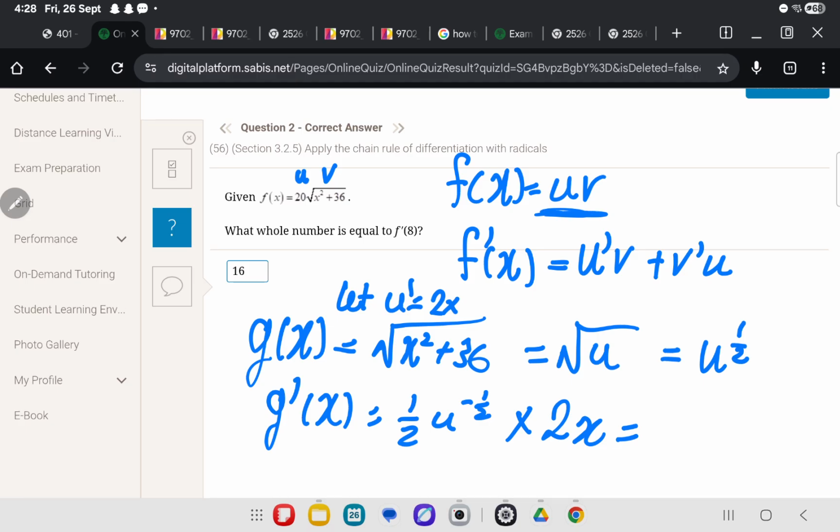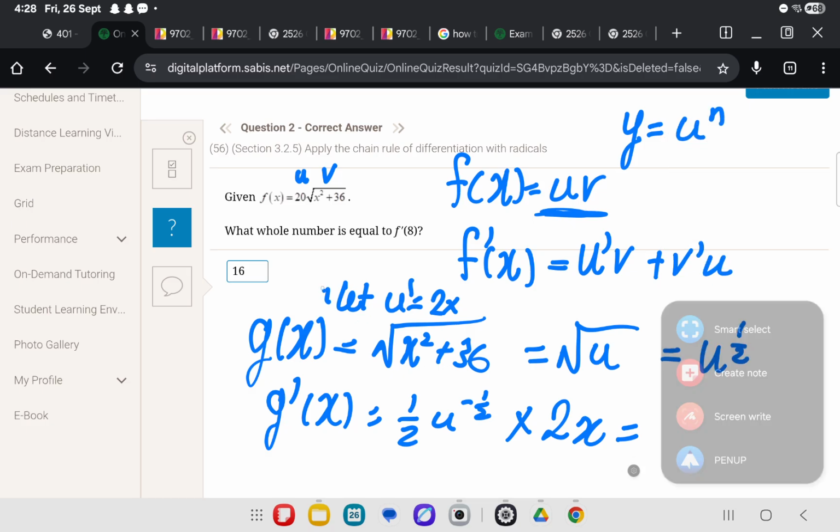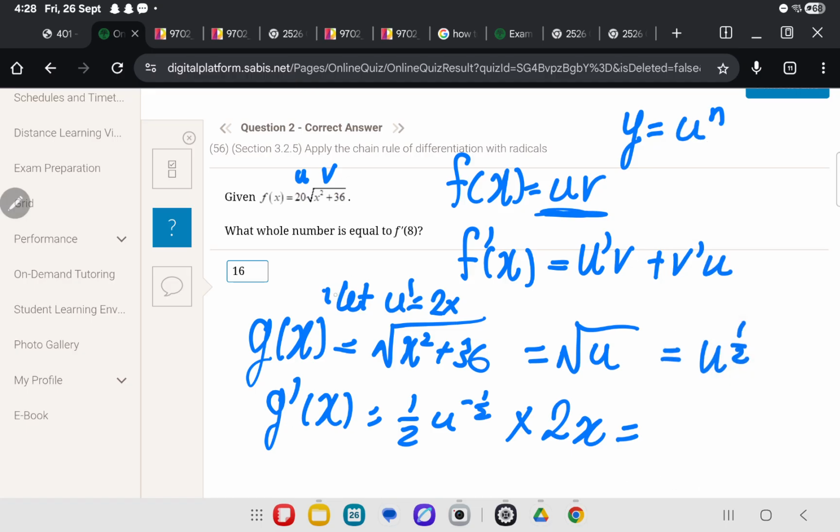In general, by the way, let me just say, if you have y equals u to the power of n, again, u is the thing we defined. u can be anything, but it has to be like a function inside of a function, essentially. For example, x squared plus 36, x to the power of 4 minus 12x cubed plus x squared, whatever. You can see it's basically a polynomial.